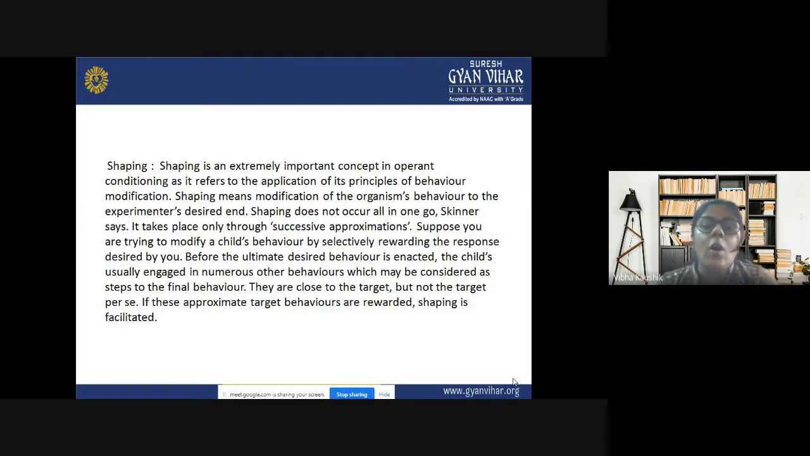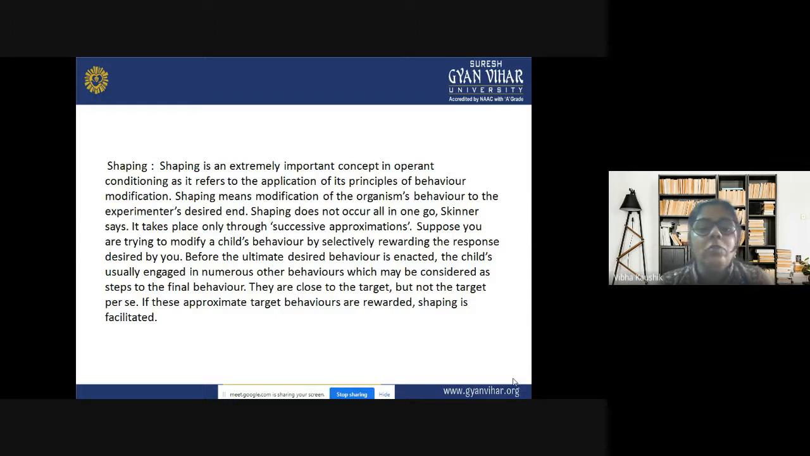Shaping does not occur all in one go. Skinner says it takes place only through successive approximations. It is not learned in one go. Suppose you are trying to modify a child's behavior, means you want to change a child's behavior by selectively rewarding the response that you desire, before the ultimate desired behavior is encountered.